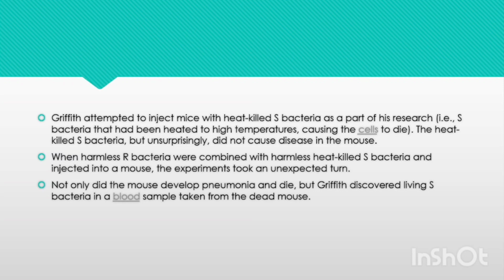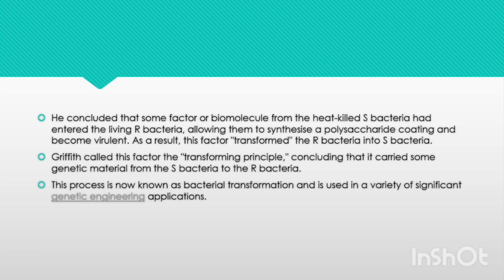Besides this, when Griffith took a blood sample from the infected mice and examined it, living S bacteria were found in the blood sample of the dead mouse. He concluded that some factor or biomolecule from the heat-killed S bacteria had entered the living R bacteria, allowing them to synthesize a polysaccharide coating and become virulent. As a result, this factor transformed the R bacteria into S bacteria.